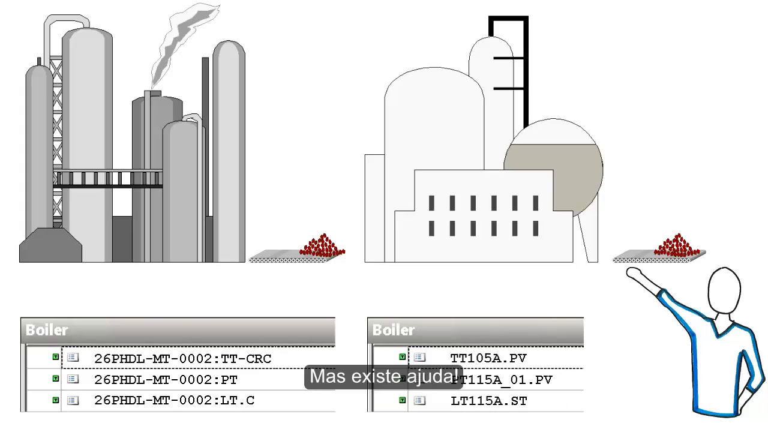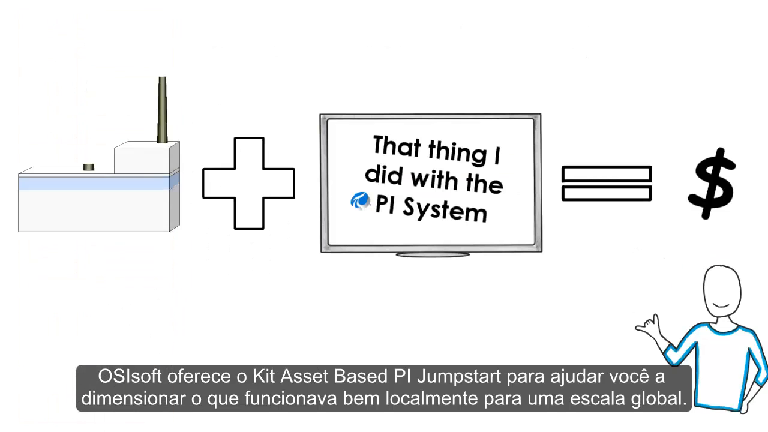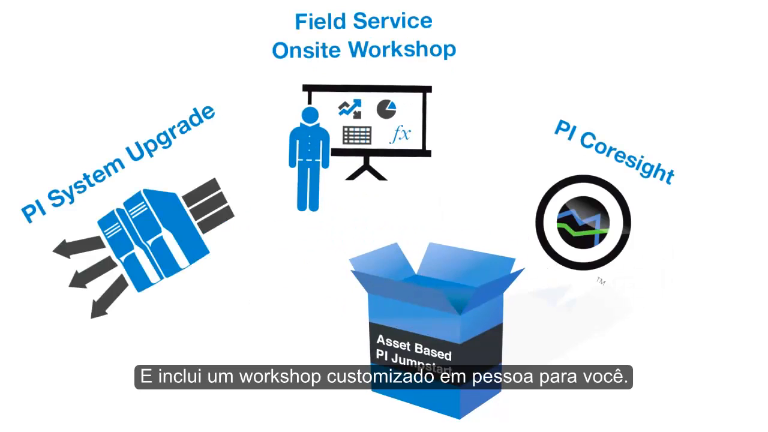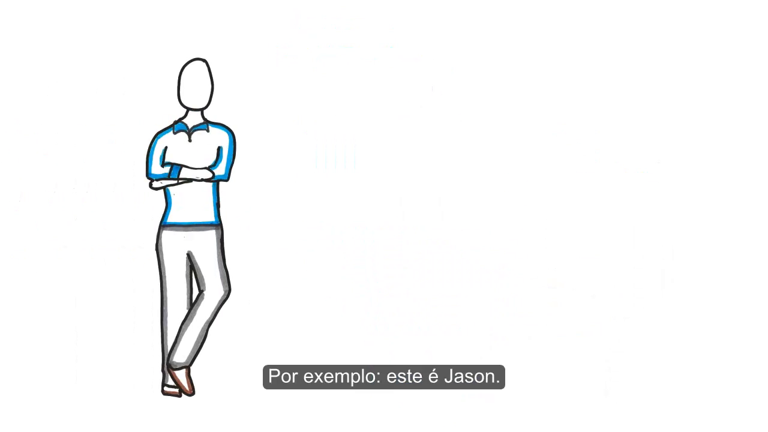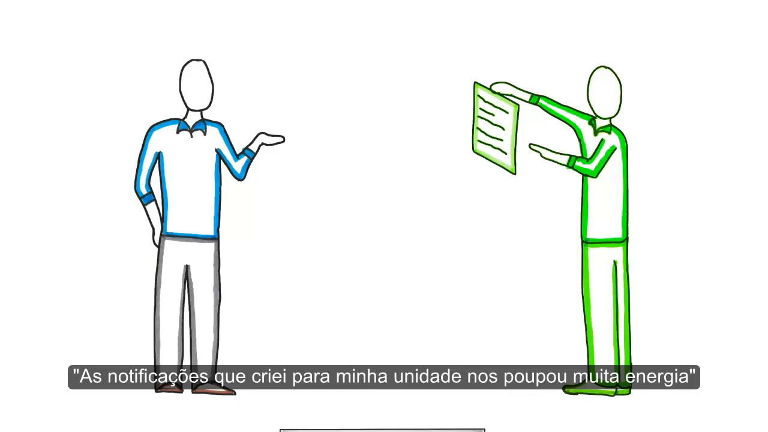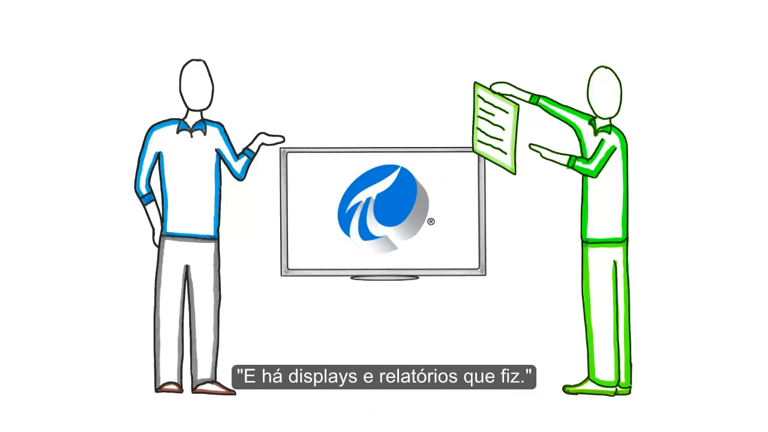But there's help. OSIsoft offers the asset-based Pi Jumpstart to help you scale what worked well locally to a global scale. It includes an in-person workshop customized for you. For example, here's Jason. His corporate folks have set a goal to reduce global energy consumption by 5%. He'll say, look, the notifications I built for my unit are saving us a lot of energy. So are the displays and reports I built.